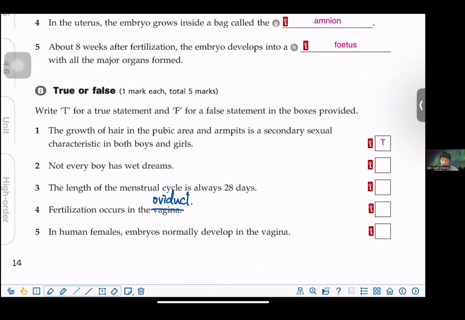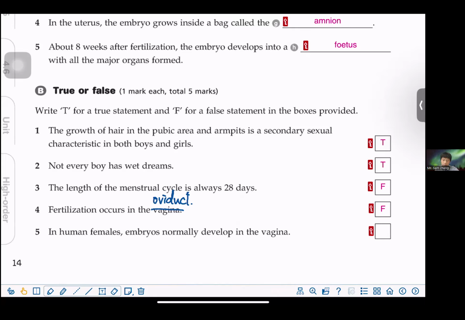Yes, it is true. Next, not every boy has wet dreams. Yes, this is also true. The length of the menstrual cycle is always 28 days. Sorry, no, some may be longer, some may be shorter. For fertilization, it occurs in the oviducts. Sorry, it does not occur in the vagina. It should occur in the oviduct.